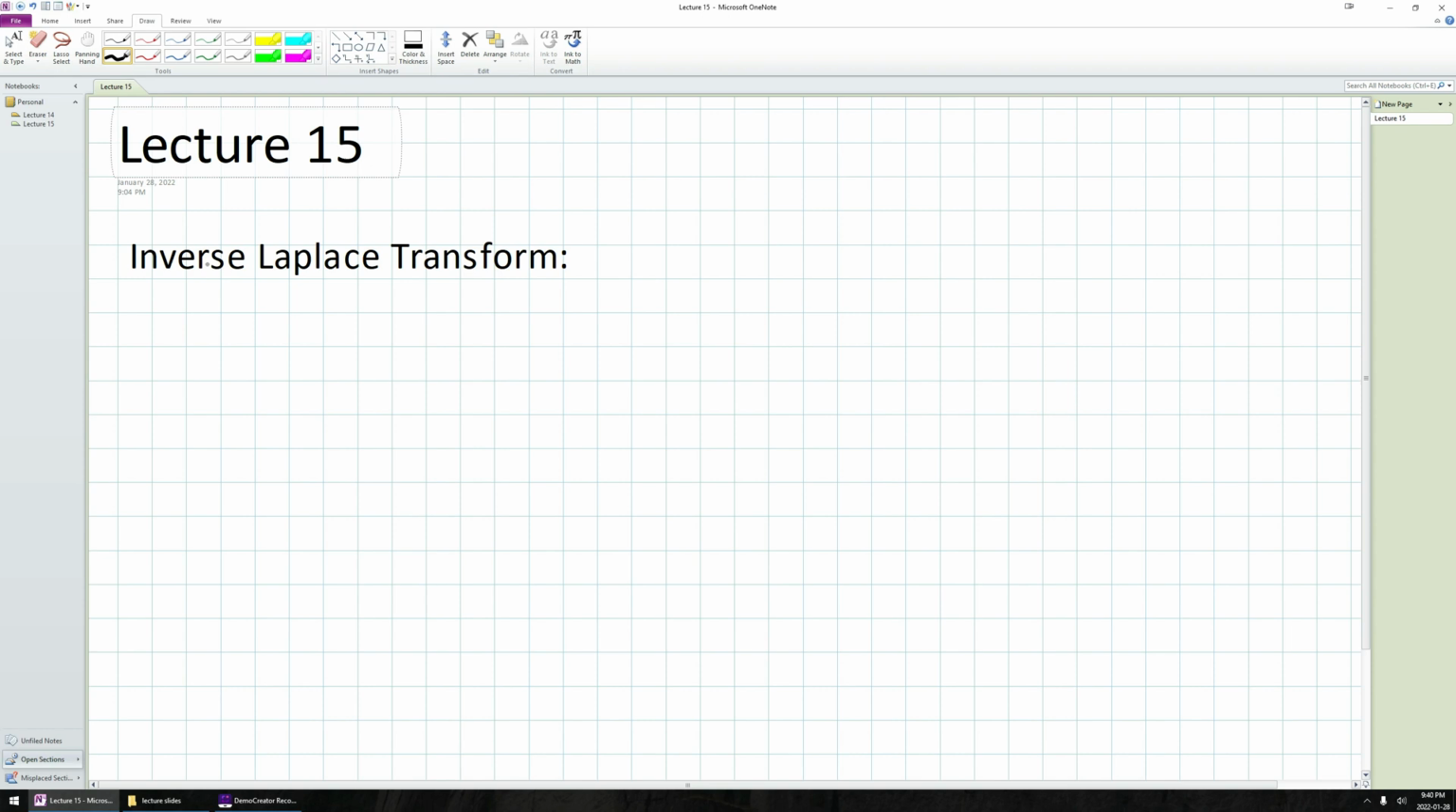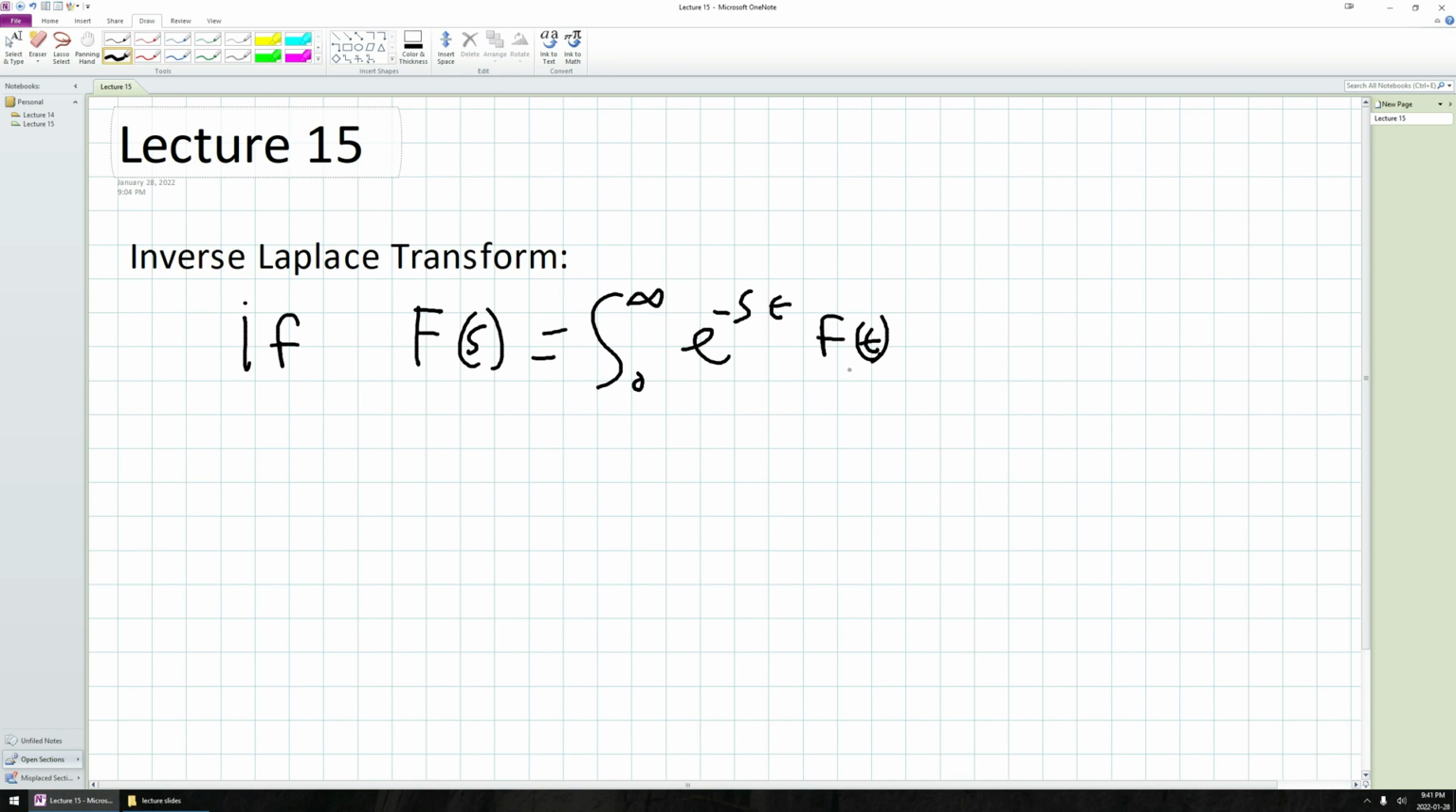Our goal is to undo a Laplace transform, so let's take a look at what that means. If we're given some capital function F of s, and we know this F of s is given by the integral from 0 to infinity of e to the negative st, our friend the kernel, times f of t, how can we find f of t? That's what we want to do.